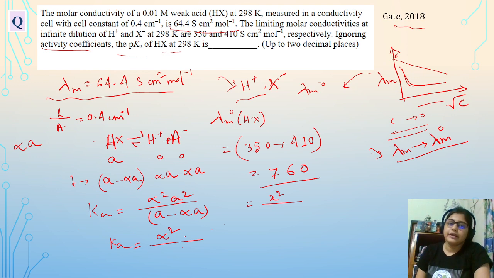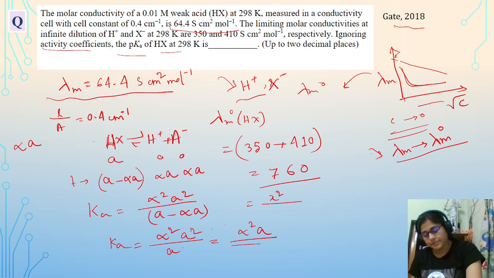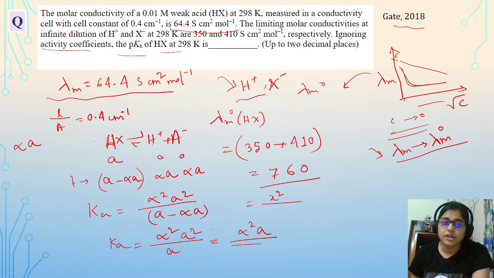So alpha square into A by A square, and one A will be cut out, so it will be alpha square A. So now what we get, Ka equal to alpha square A. Okay, fine. Now see, the concentration of H plus is this one. But we need only the pK value. So how can we get the pK value?